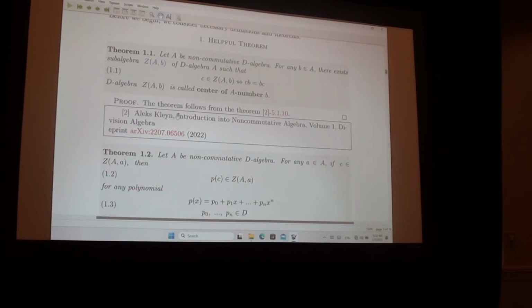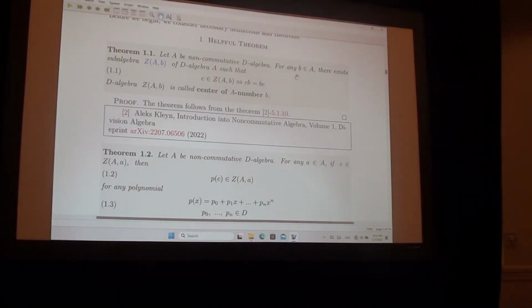Firstly, let A be a non-commutative algebra. When A is a number B, there exists some algebra CAB of the algebra A such that C belongs to this algebra if and only if C commutes with B. The algebra CAB is called the center of A number B.